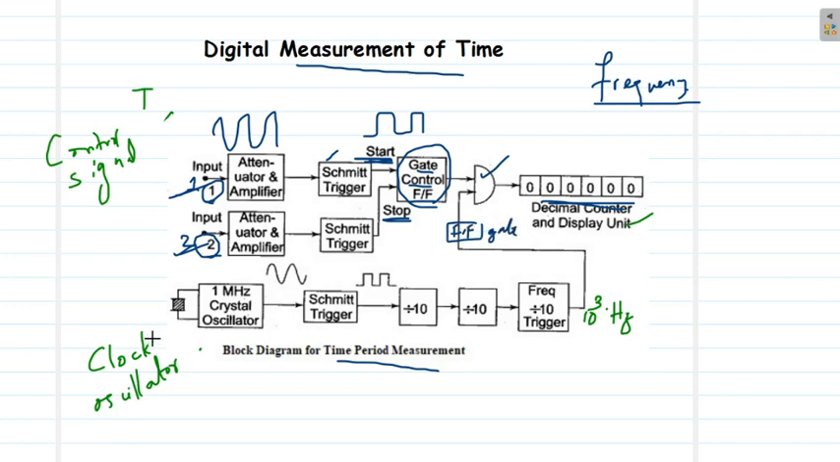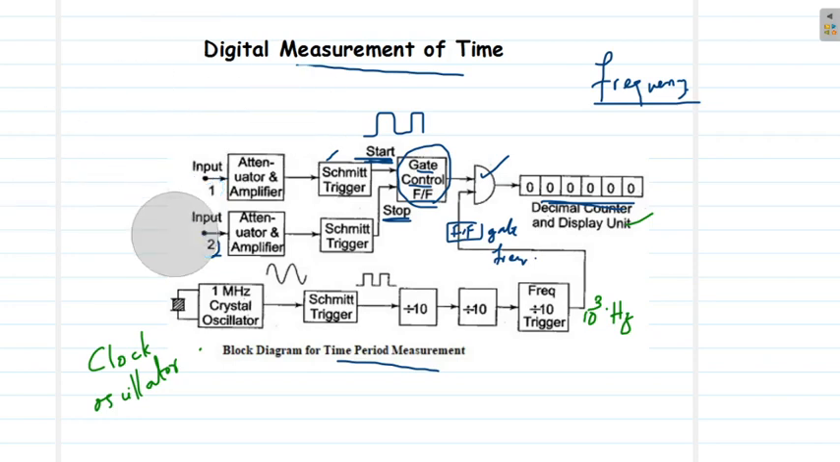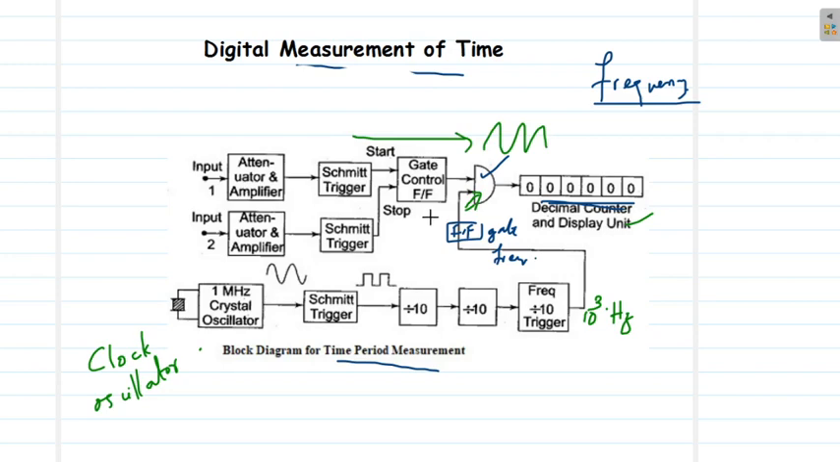Here, from the clock oscillator, if you want to measure the frequency, the unknown signal whose frequency is unknown is passed through, and the fixed frequency signal is used to open and close the gate. So for a fixed duration, the unknown signal will pass through and that will be counted by the counter. That is the working mechanism of a frequency meter.